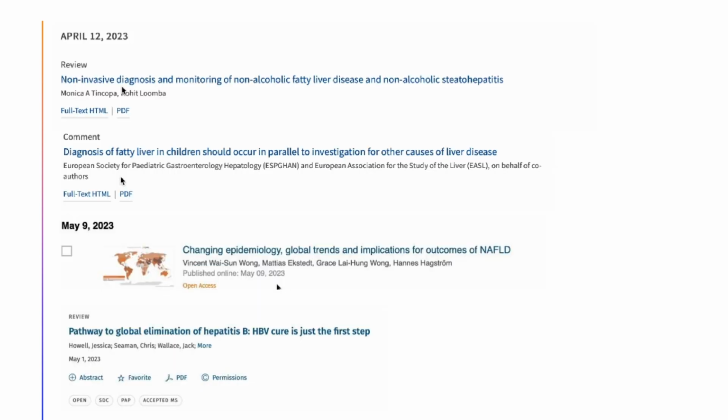Okay, so let's take a snapshot of the journals that I've mentioned. You can see in the article in press, you can see popular topics being mentioned, things like non-invasive diagnosis of NAFLD and non-alcoholic steatohepatitis, which is really trendy in the field of hepatology, or things like how to diagnose a fatty liver in children. Moreover, things like epidemiology of NAFLD and how does it affect the outcome, or even global elimination of hepatitis B.